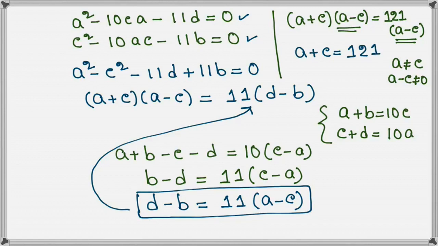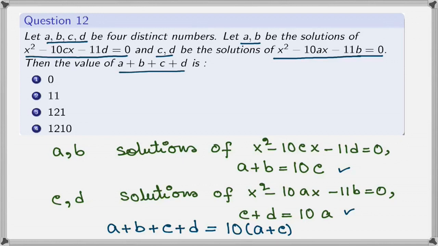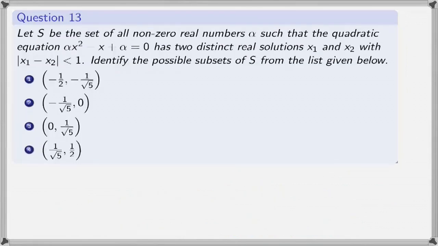121. And hence we have a plus b plus c plus d is equal to 10 into (a plus c) is equal to 10 into 121. So therefore we have here the fourth option is the correct one.